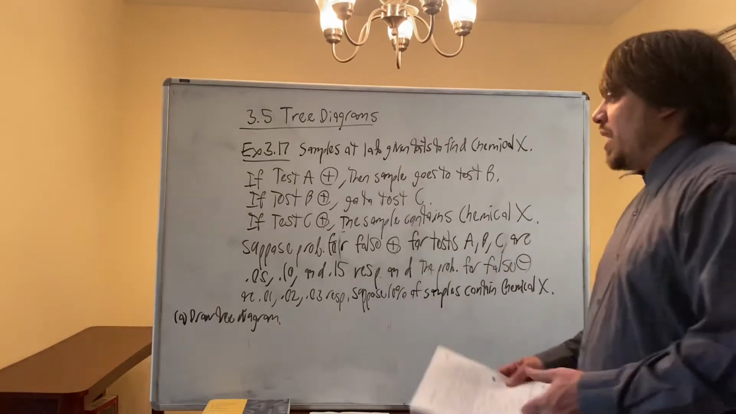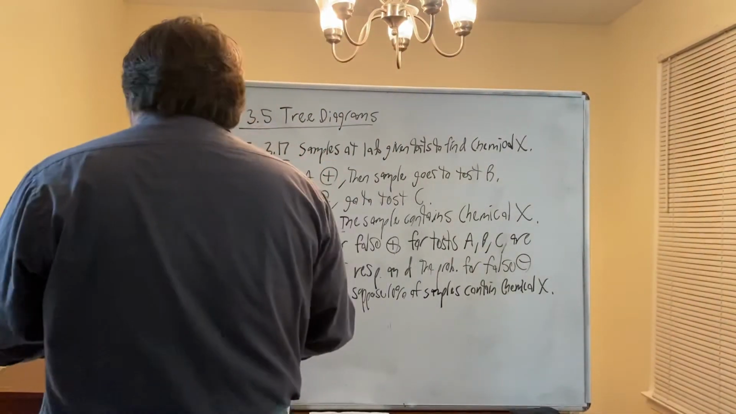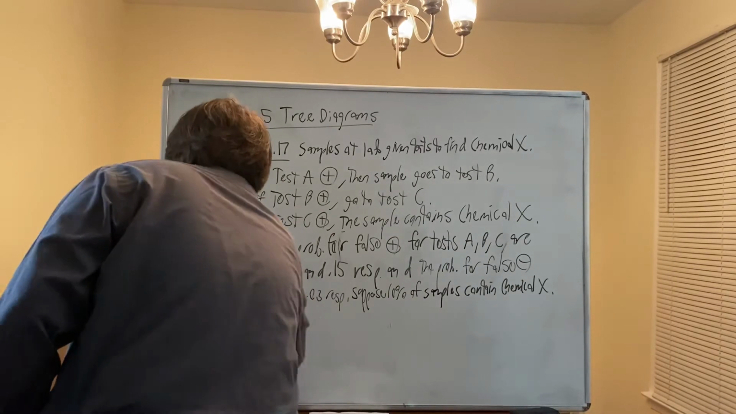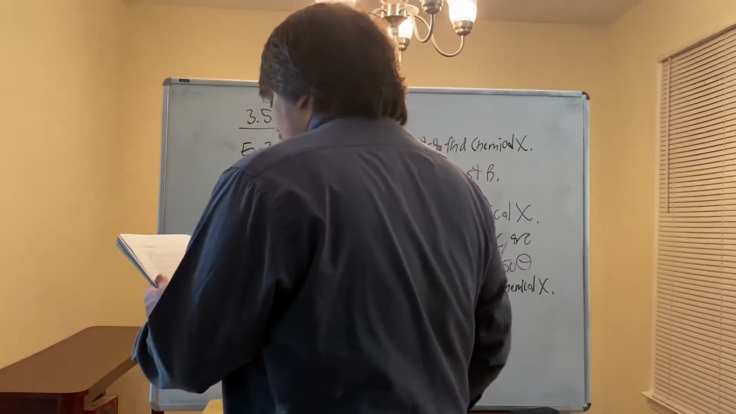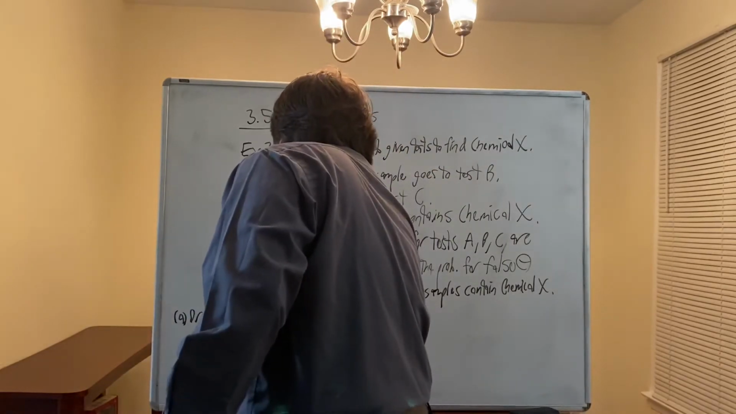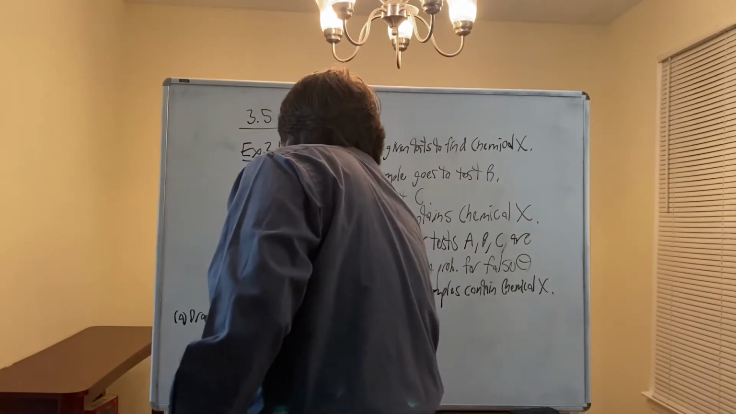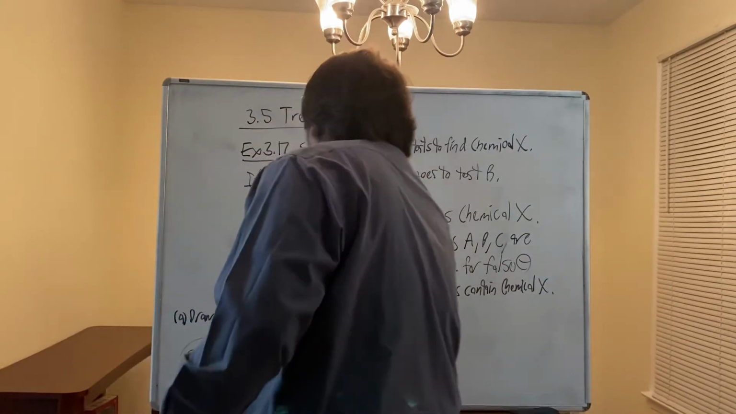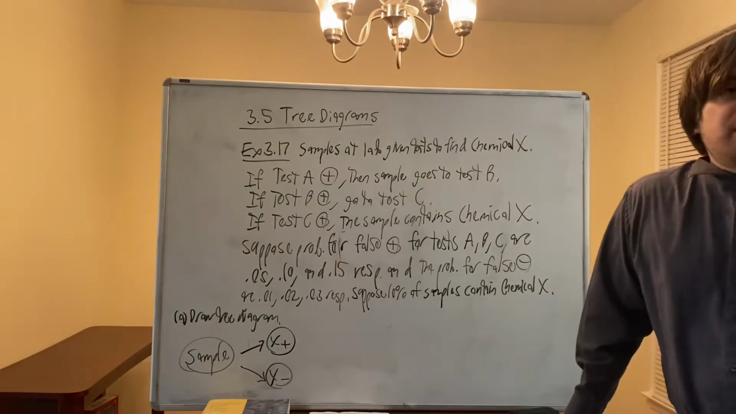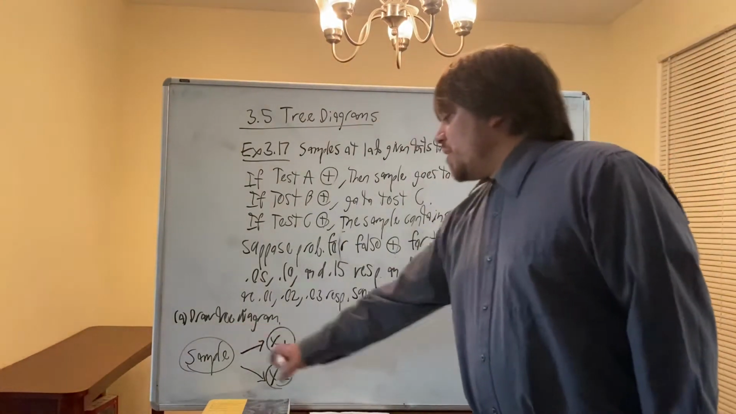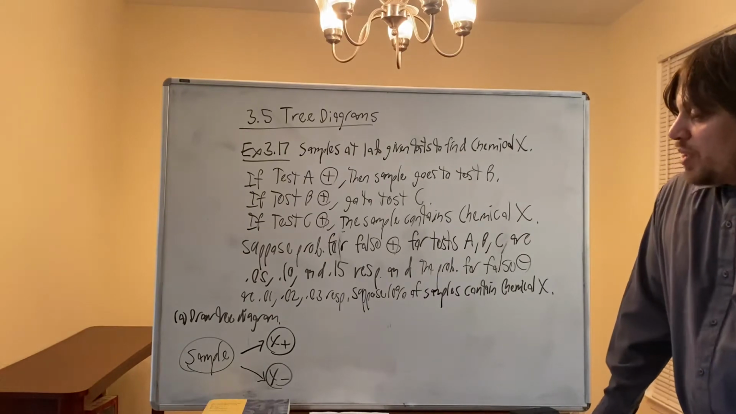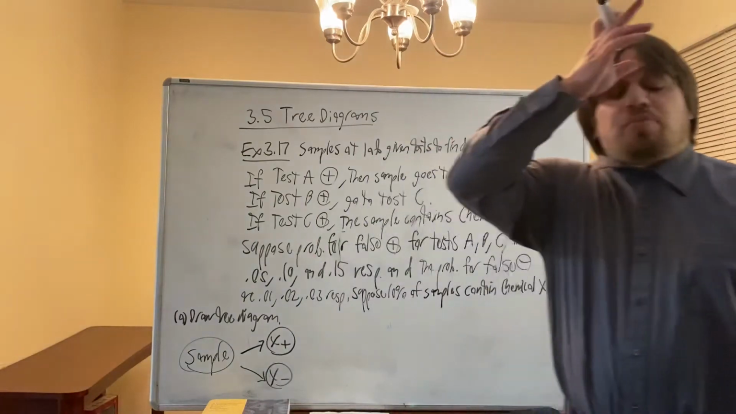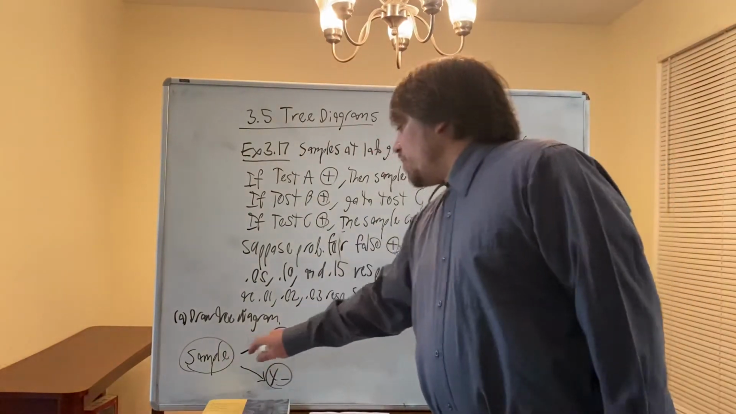So let's draw a tree diagram to explain this situation. Okay? So you have your sample. You have your original sample. And so there's two possibilities. And so I'm going to illustrate those two possibilities by the symbol x plus and the symbol x minus. What x plus means is that your sample does have chemical X in it. And x minus is if your sample does not have chemical X in it. And so on these branches on the tree diagram, it includes the probability of that happening.